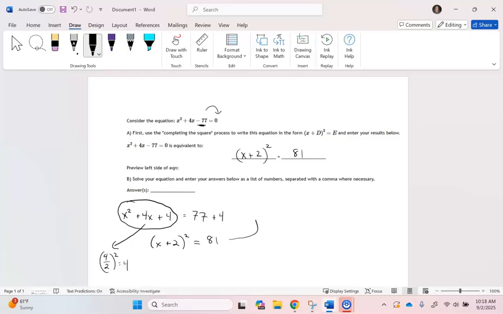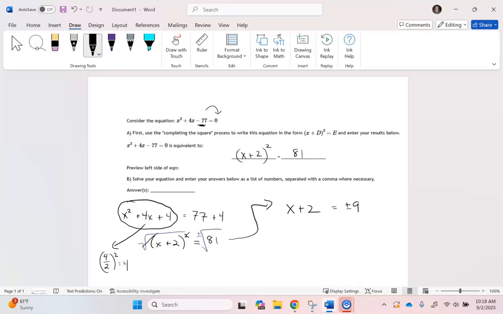Now, in order to solve this, we solve by taking square roots. So I take the square root of both sides. I have to consider the plus and the minus. Once I do that, the square root of something squared is just that something, or in other words, this cancels with this. And the square root of 81 is 9. In this case, it's a perfect square, so that works out nicely for us.